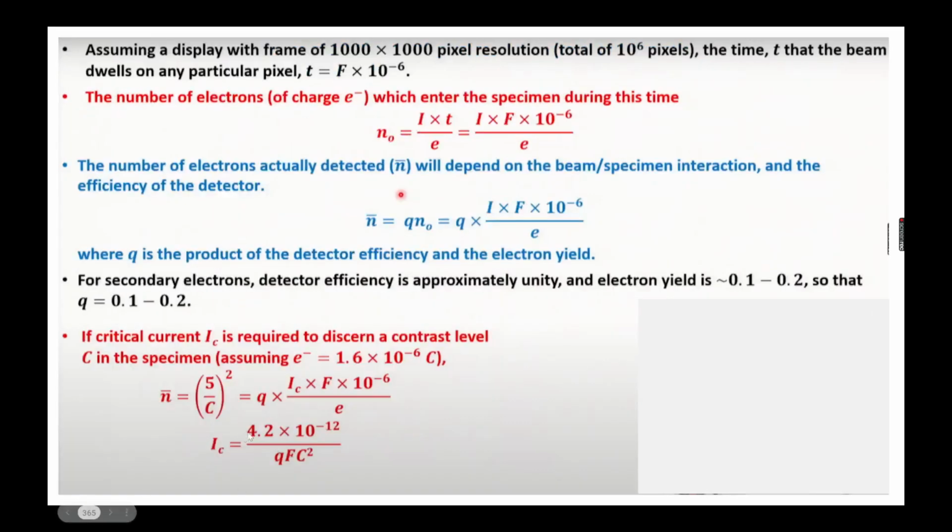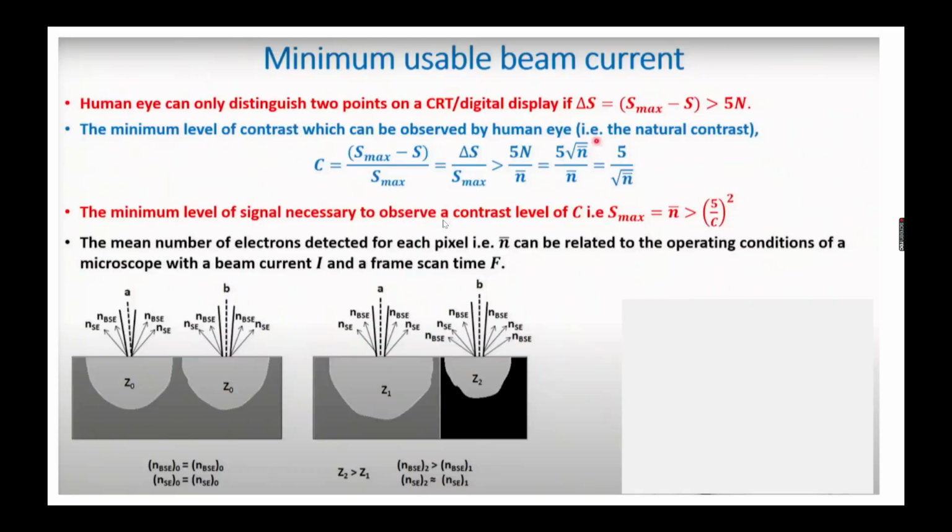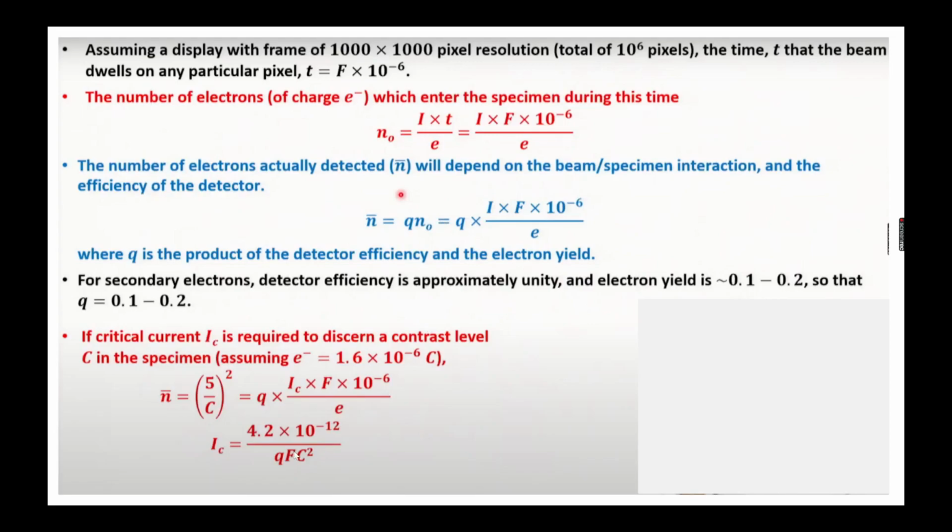So it is asking about the minimum. In order to get minimum IC, your F should be higher. So the minimum current will increase when the frame scan time decreases. When the frame scan time decreases, IC will increase. So it is inversely proportional. Somebody has answered A, which is absolutely correct.